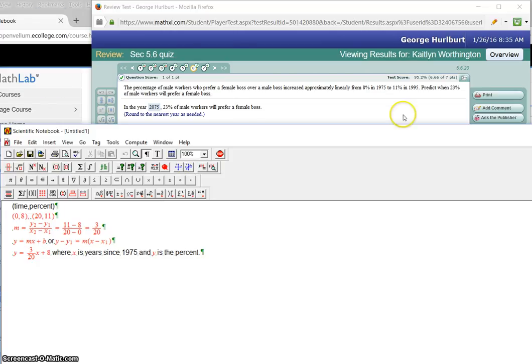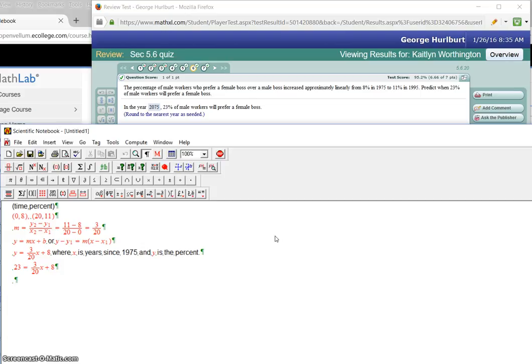Because now I'm ready to answer the question. Predict when 23% of male workers will prefer a female boss. I need to know this 23%, I gotta plug that in, but is it an X number or is it a Y number? It's a Y number because Y is percent. So I plug in 23 equals 3/20 X plus 8. And I solve.